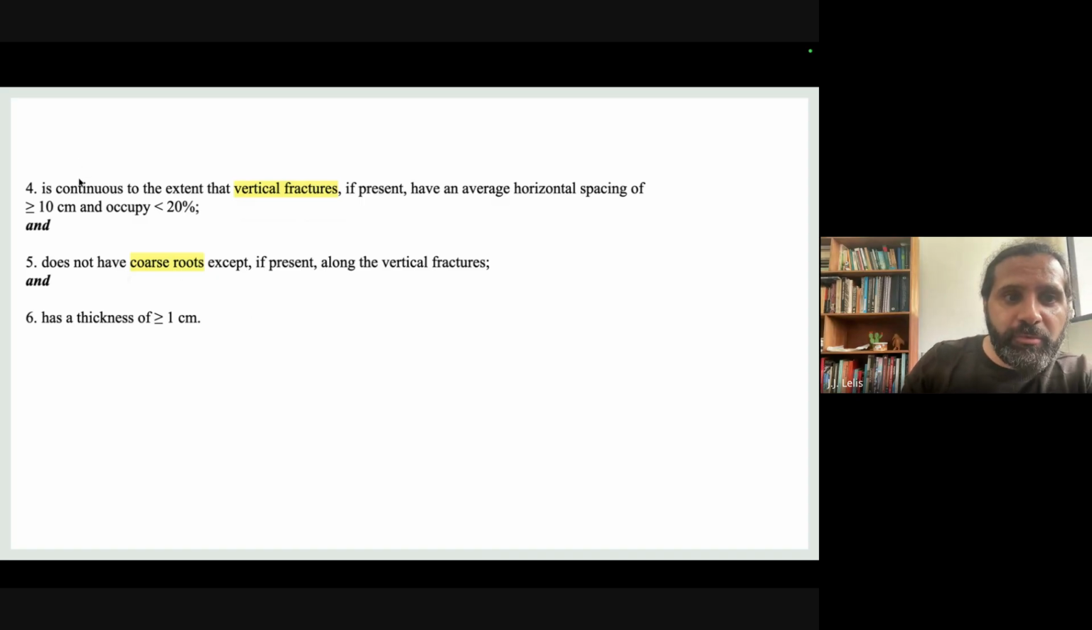It is registered as continuous and eventually has vertical fractures. These vertical fractures are not quite frequent, with at least 10 centimeters of distance between them, and they occupy less than 20% of the volume of that horizon. It does not have coarse roots except those that grow along the vertical fractures, and the minimum thickness is just 1 centimeter. Just 1 centimeter is enough.